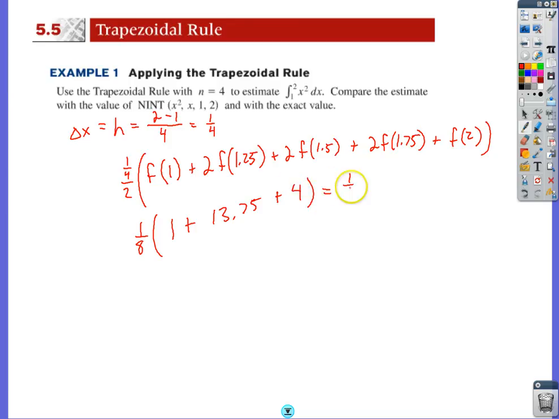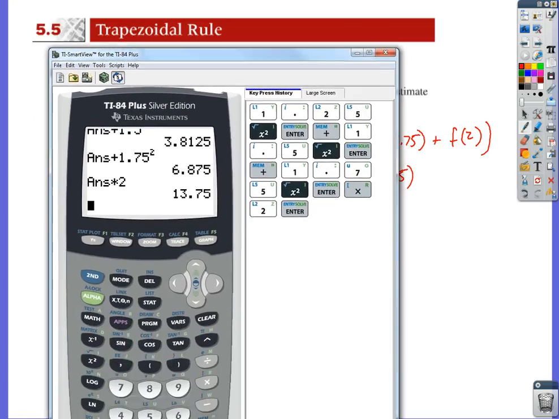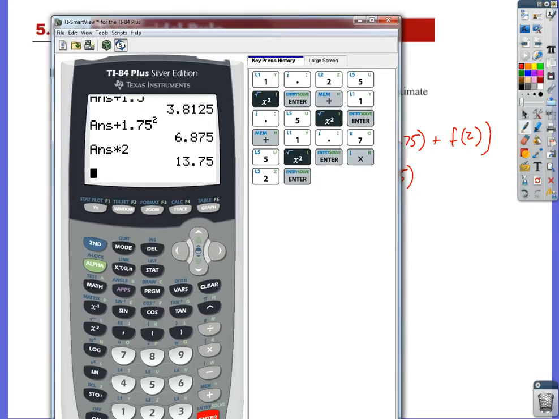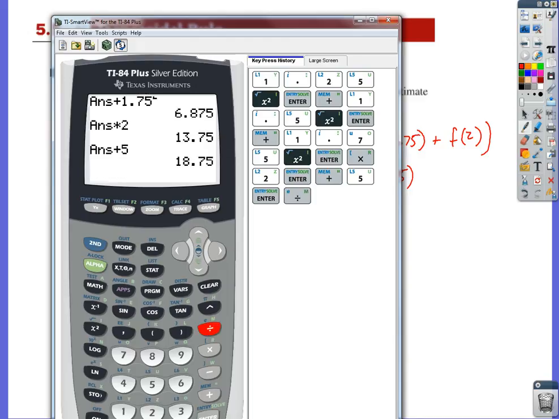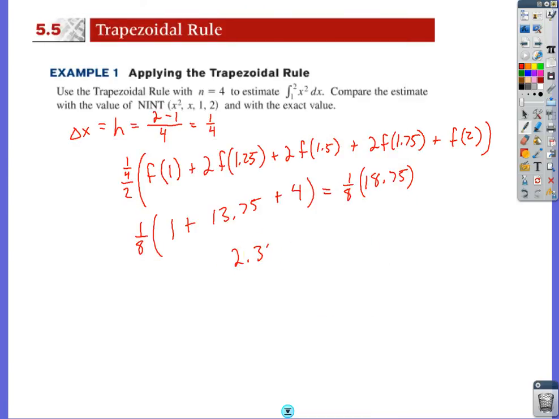So this is all equal to 1/8 of 18.75. So I'm going to get my calculator again and divide that by 8. It's 2.34375.